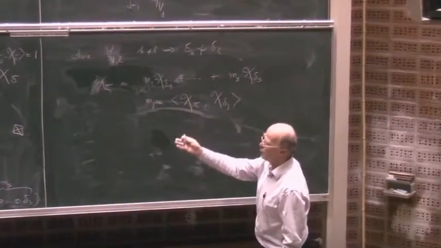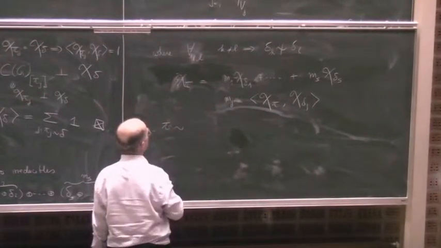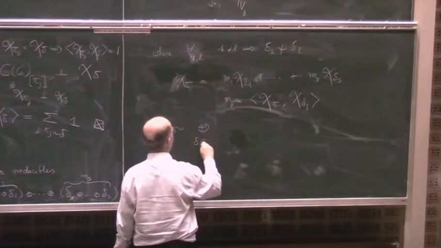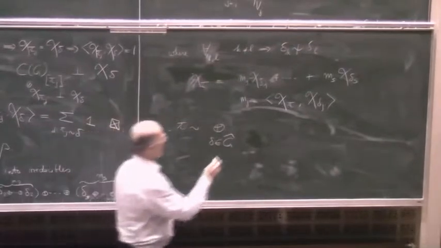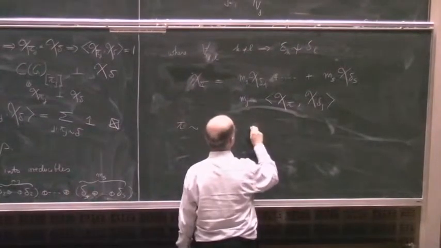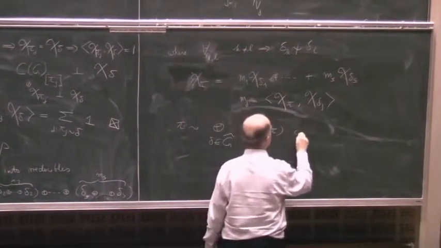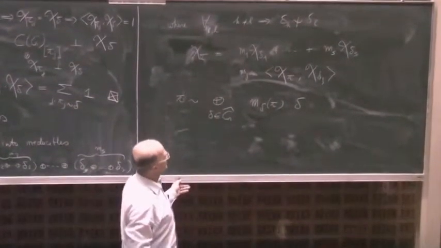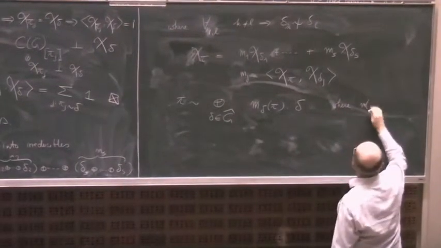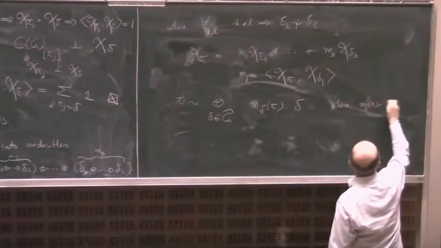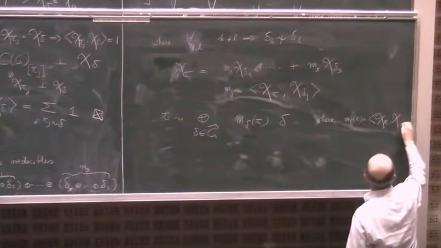So now, of course, what I could do is write this a bit differently. I could write pi is equivalent to the direct sum over all equivalence classes of irreducible representations delta, and now I take multiplicities m delta of pi times delta, where m delta of pi is the inner product of chi pi with chi delta.